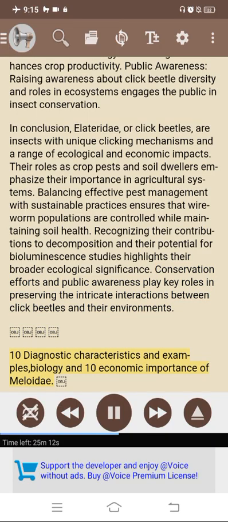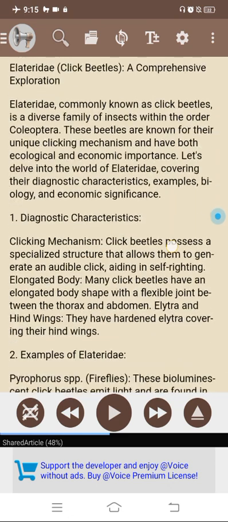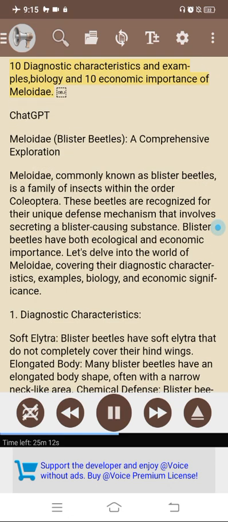10 diagnostic characteristics and examples. Biology and 10 economic importance of Meloidae.